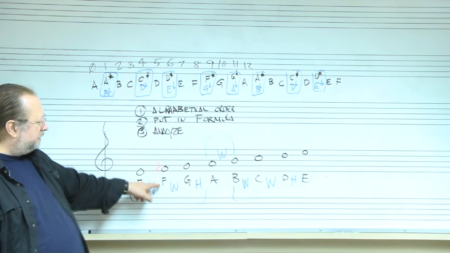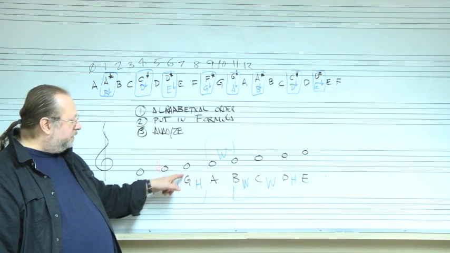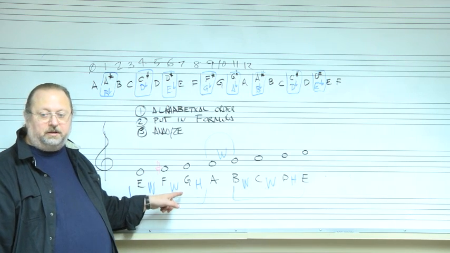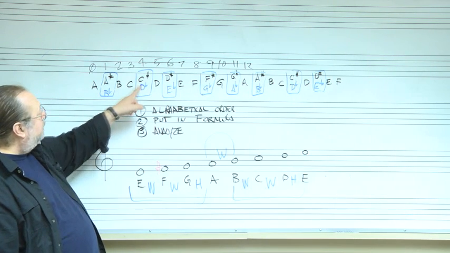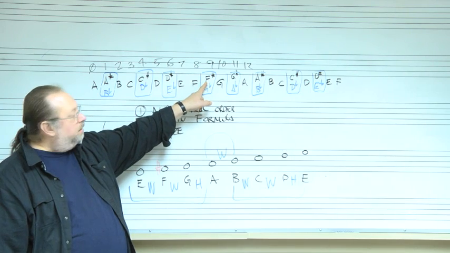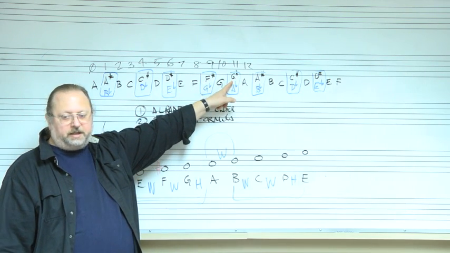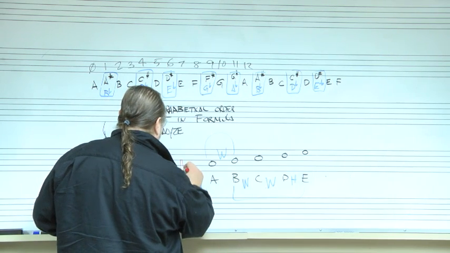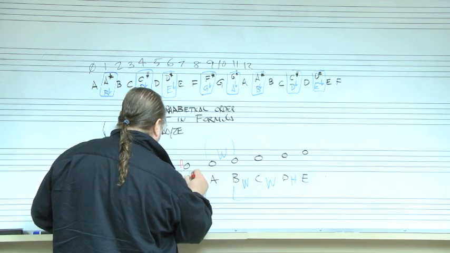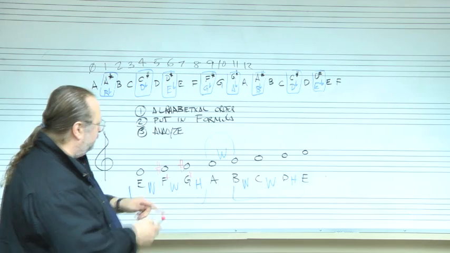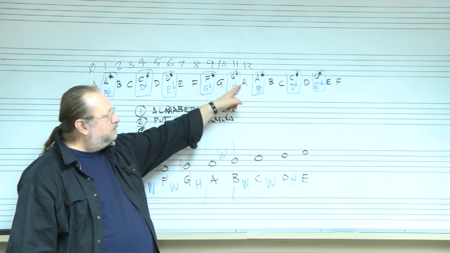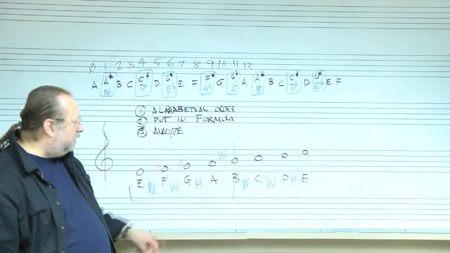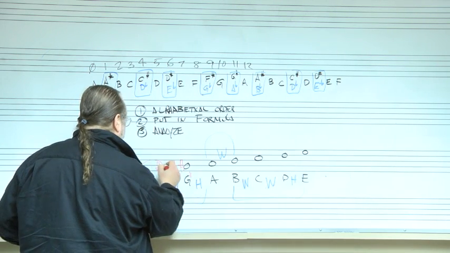So E to F sharp is a whole step, right? F sharp to G, that's a half step, isn't it? But it has to be, according to the formula, a whole step, right? So F sharp is here, we need it to go a whole step. So it has to be G sharp, right? Okay, now we got G sharp to A, that's a half step, and the formula says it has to be a half step. So we're good for this part of the scale, right?